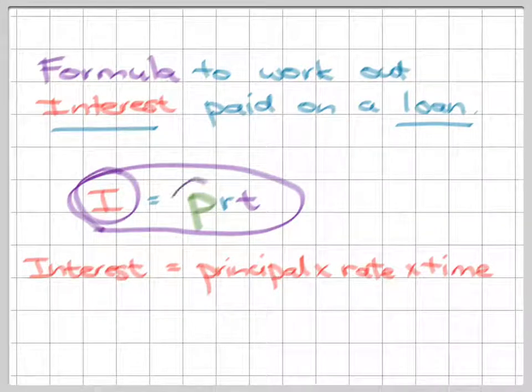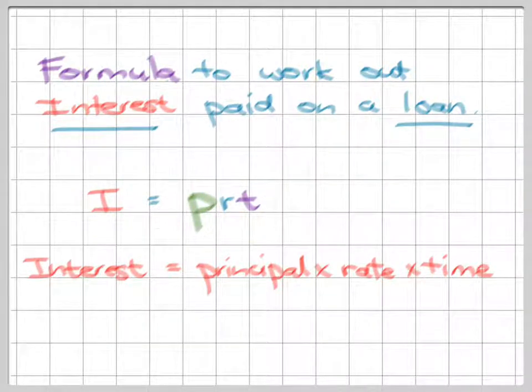Interest equals the principal amount which you borrowed times the rate of interest times the amount of years that you're using to pay it back. That's time. So let me just clean up a bit and we can look at the formula a bit better. So I equals P times R times T. In other words, interest equals the principal amount borrowed times the rate of interest times the amount of years over which we are paying the loan back.